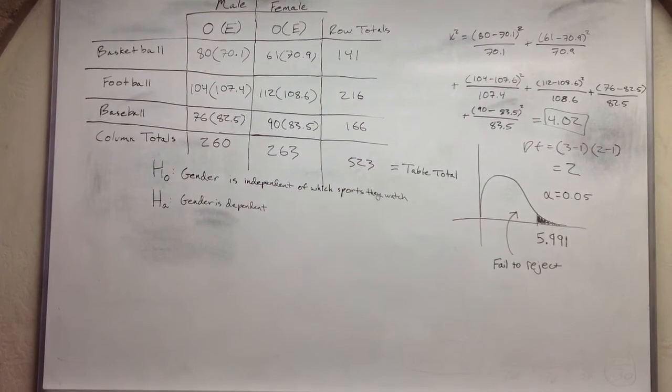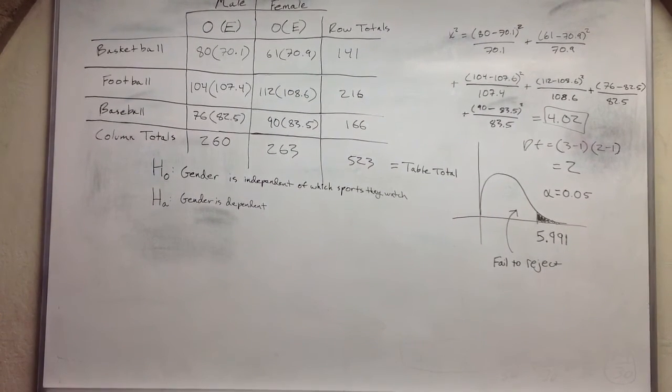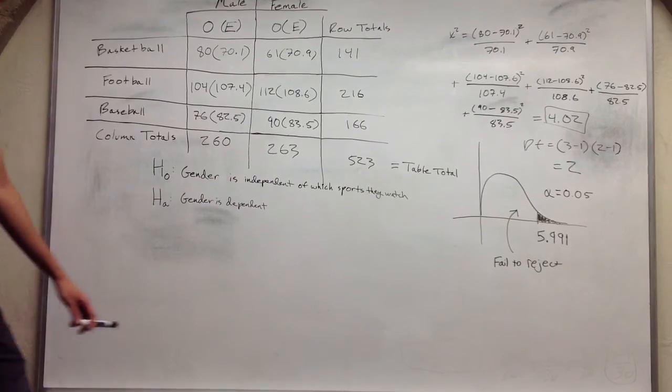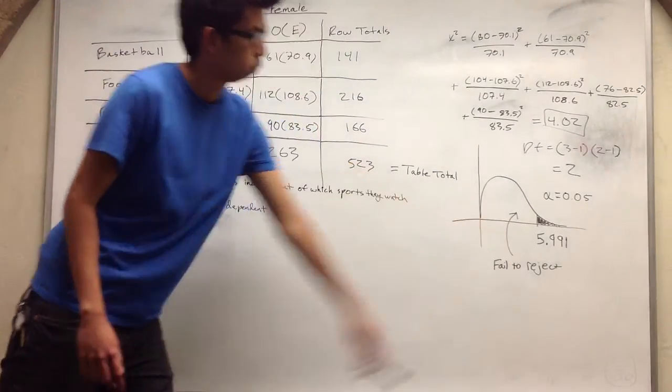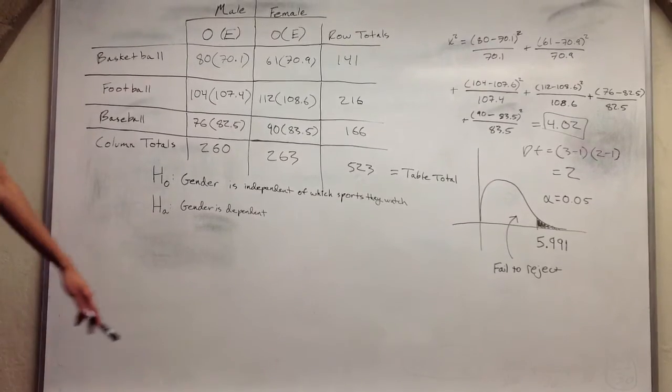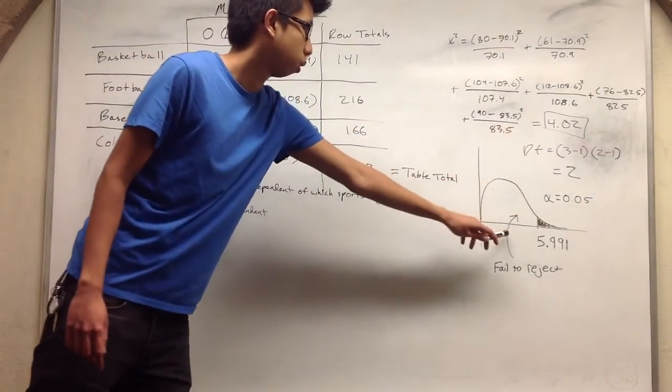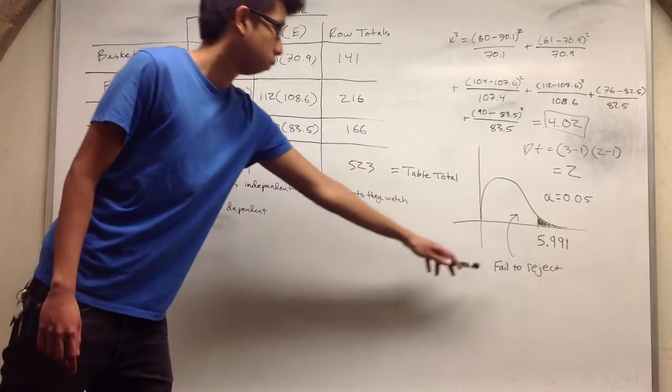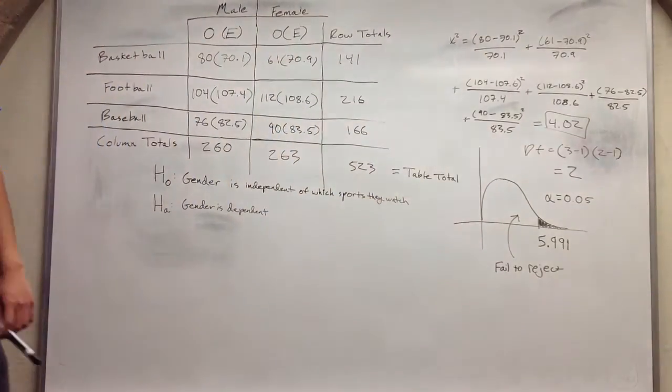And after that, you use the degrees of freedom and alpha, and use your chi-square chart, and you end up getting 5.991 off of that. And since for chi-squared we got 4.02, it does not fall after 5.991, so we fail to reject.